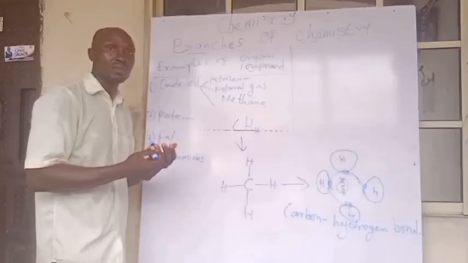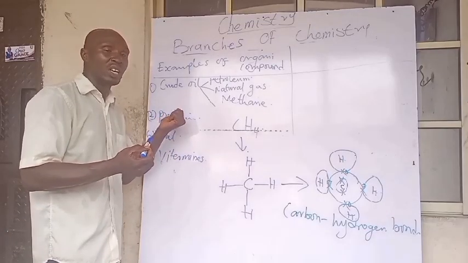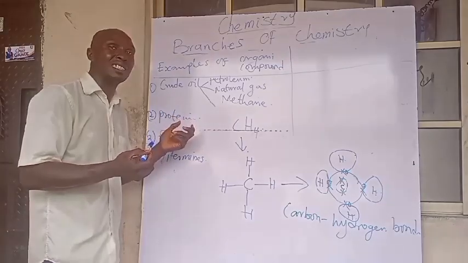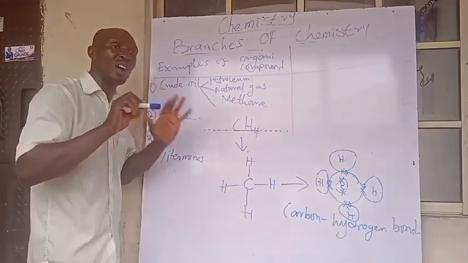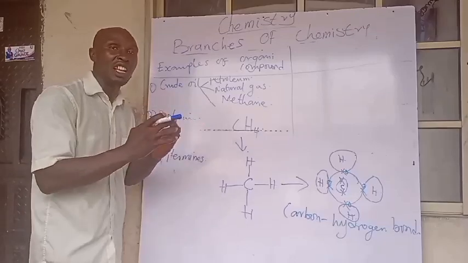Ionic, like that of who? Organic compounds, they are what? Covalent in nature. That is to say, they don't give out electrons. They share electrons.